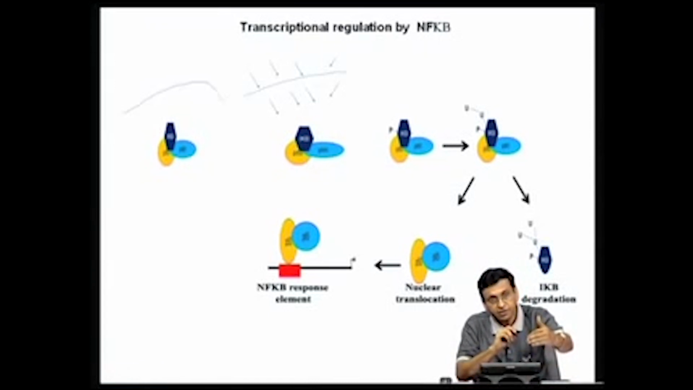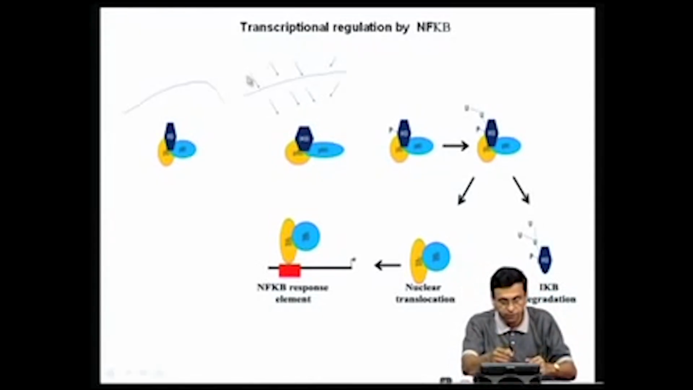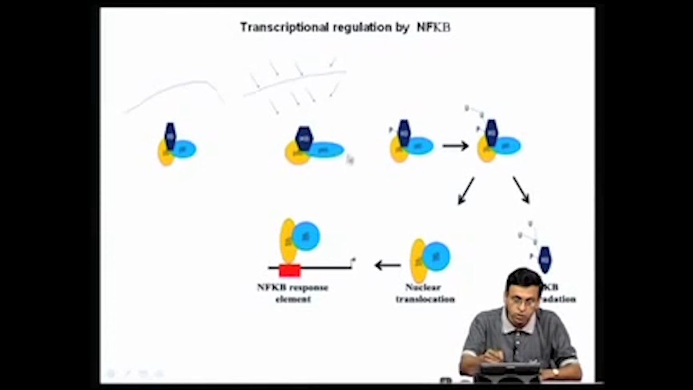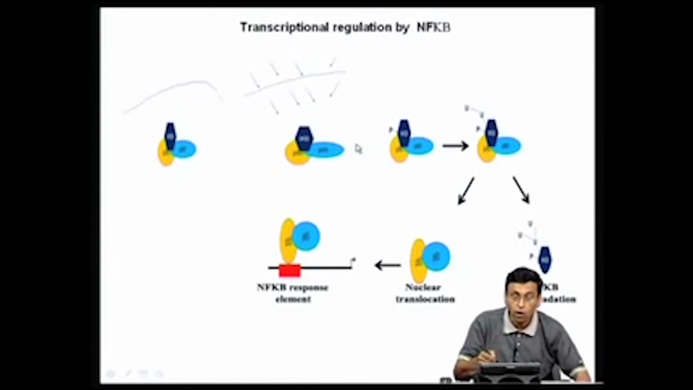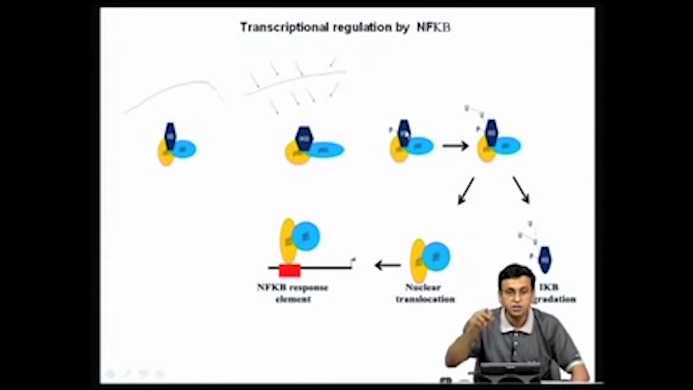Now, in specific situations like an inflammatory response, when you have to activate genes in response to inflammatory signals, this NF kappa B has to be translocated inside the nucleus. What happens? Through a cascade of events, which we will discuss later, this I kappa B protein gets phosphorylated. The phosphorylated form of I kappa B is the substrate for ubiquitinylation of I kappa B. Again, we will discuss these things later.